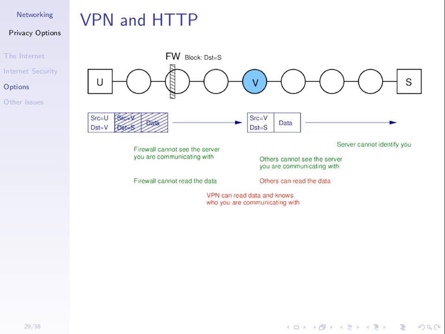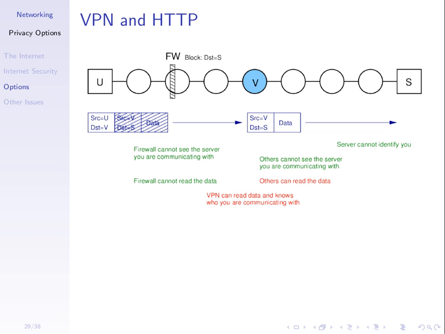That packet goes to the VPN server V. The VPN server decrypts the packet, and it removes the outer header, and it has the inner packet. Source is V, destination S, and the data, unencrypted. This is the original HTTP packet. That goes across the internet to the server. The server sees its computer V sending to the server. So the server cannot identify you. They think it's the VPN server contacting it.